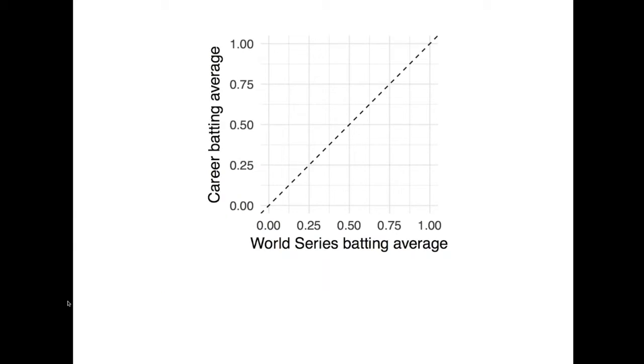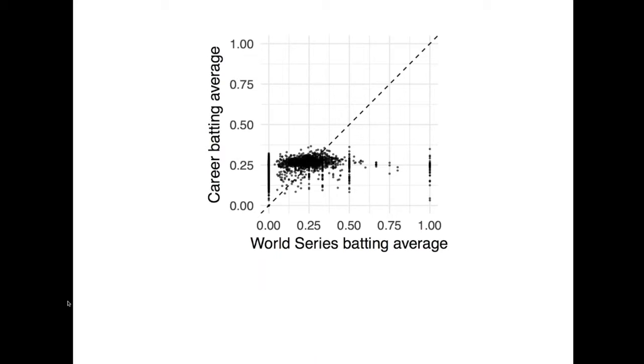Well, we can evaluate that idea with data. So I'm going to show you the World Series batting average on the x-axis versus career batting average for all Major League Baseball players who have made it to the World Series since 1908. And if players bat similarly in the World Series compared to the rest of the season, you'd expect that most of these points should be along this one-to-one diagonal line. But here's what the data actually look like, right?